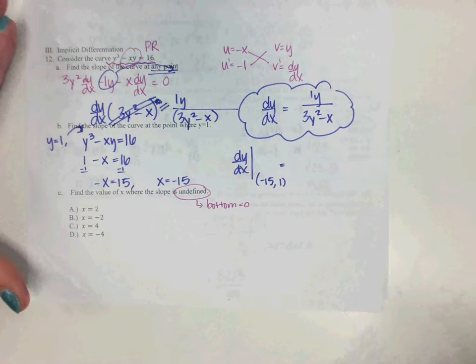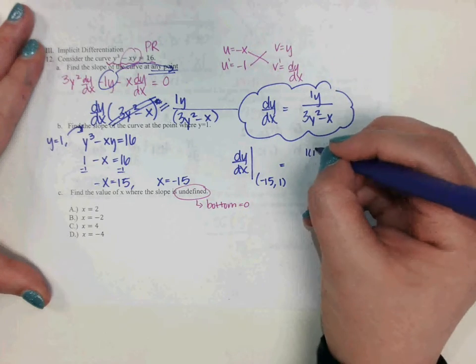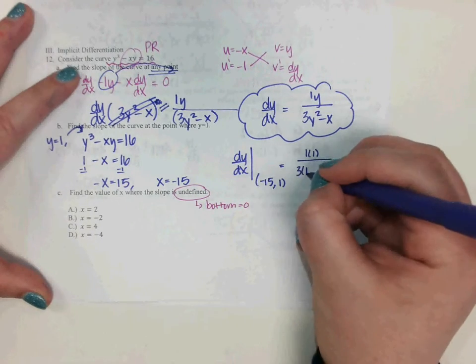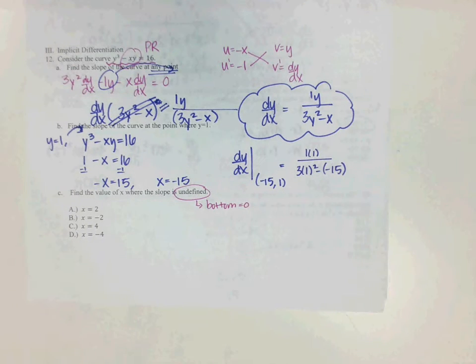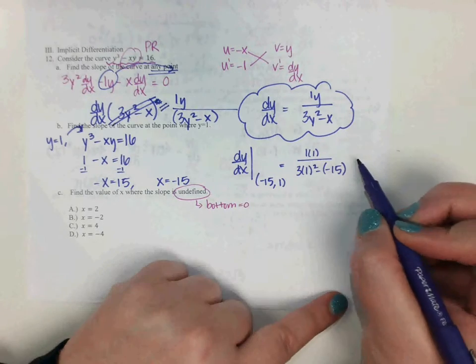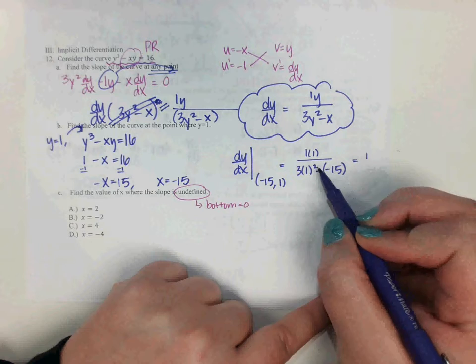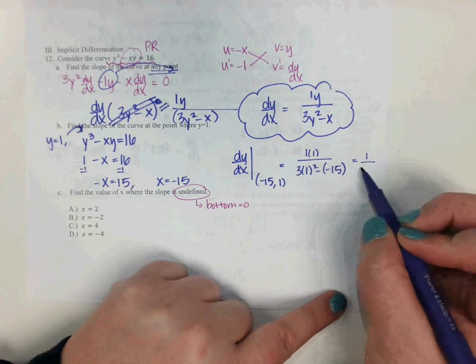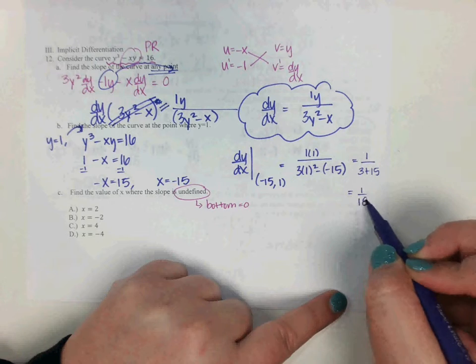Alright, from there, I'm going to have dy/dx equals 1 times 1 over 3 times y squared minus negative 15. Well, 1 times 1 on top is just a 1. And then if it's a minus a negative here, that's really a 3 plus 15. 1 over 18. Okay?